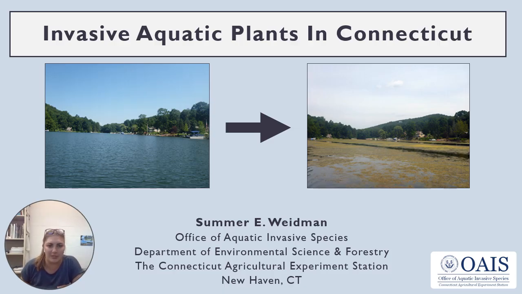But this is a picture of what happens to a lake when it's unmanaged. So here we have Squance Pond before Eurasian watermilfoil, and then we have Squance Pond after Eurasian watermilfoil comes in. There's algae at the surface. It's really hard to get a boat through, and pretty much the whole area becomes unusable. So that's one of the reasons why we got to manage these invasive plants.